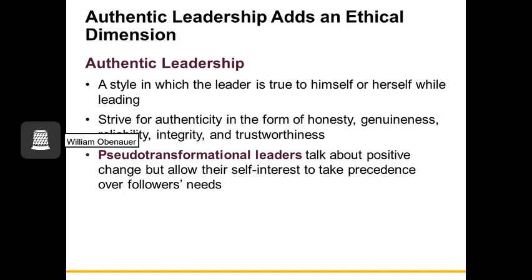We're going to wrap up this lesson by briefly touching on a few more leadership styles. Authentic leaders are true to their own beliefs. They're known for honesty and integrity. They also tend to be ethically mature. Pseudo transformational leaders, on the other hand, talk about positive change and sometimes portray themselves as transformational leaders, but they're really looking out for their own self interest as opposed to follower needs or the needs of the organization.